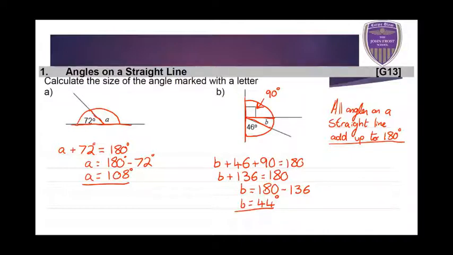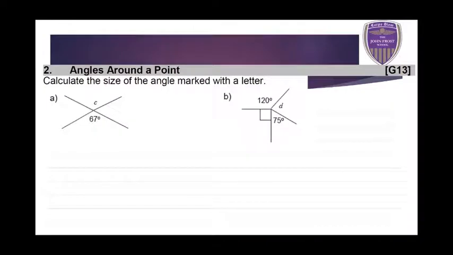Okay, next topic. Angles around a point. So pause the video and have a go at these 2 questions, please. Okay, so for angle A, you hopefully might have remembered from last year, we're looking at opposite angles. So if we have 2 straight lines that intersect, the angles opposite each other will be the same.